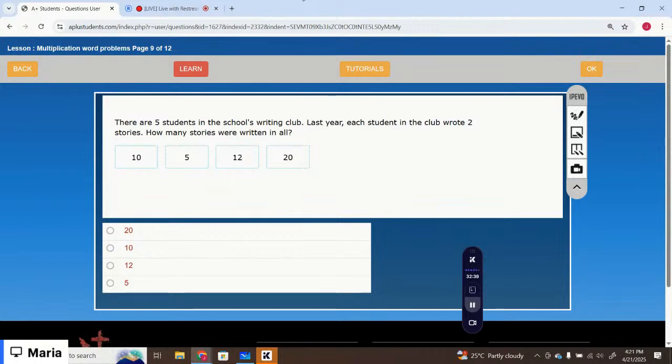There are 5 students in the school writing club. Last year, each student in the club wrote. So the correct option is 10. By the way, I'm moving to the next lesson.